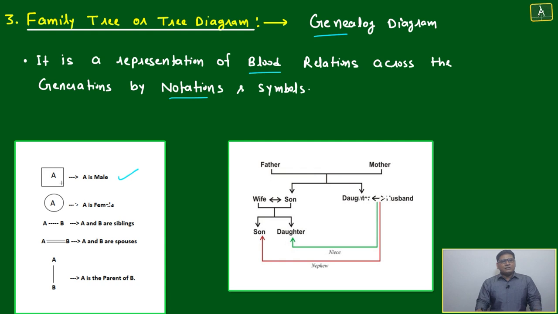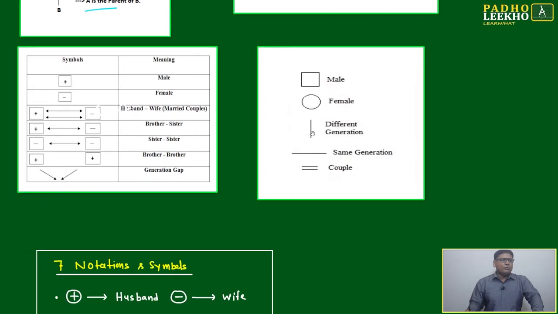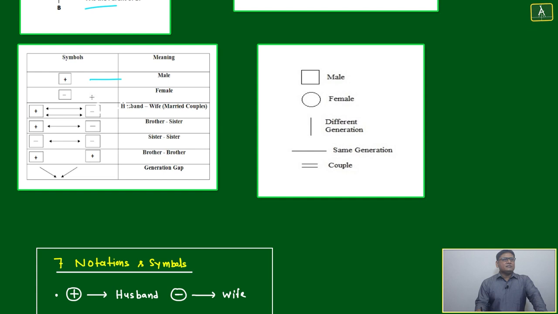Somewhere it will be used like this: a square they will use for male, and a circle they will use for female. This dotted line will be used for siblings, the double line will be used for spouse, anything you can use, whatever you want. But I will give you one that is better. This is your male, this is your female, and this is a double-headed arrow. It will be husband, wife.